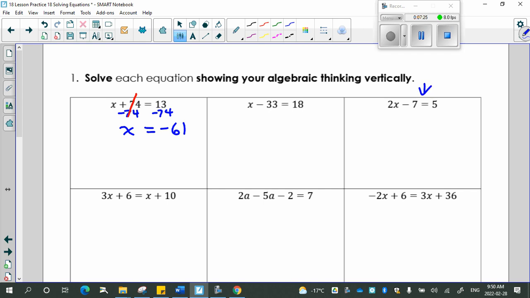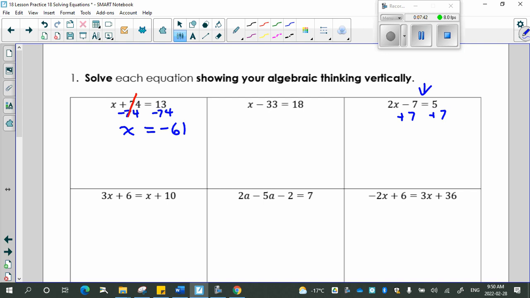2x minus 7 equals 5. Add? Yeah. Add what? 7. Yes, add 7 positives to both sides. Perfect. So that's how you show it, okay? We're also looking at how you communicate it.